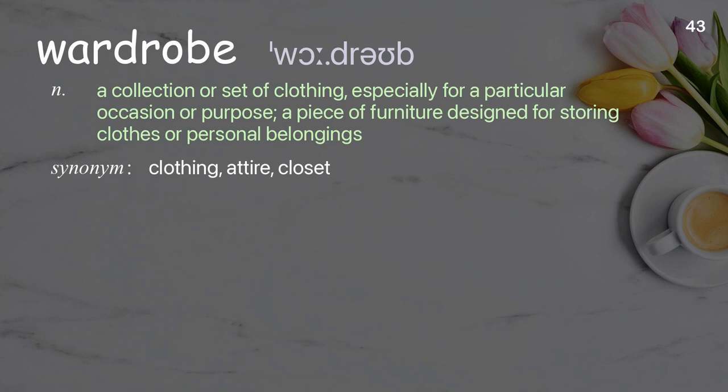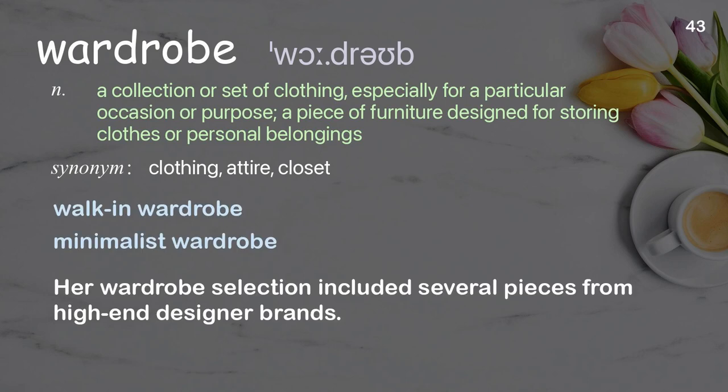Wardrobe. A collection or set of clothing, especially for a particular occasion or purpose, a piece of furniture designed for storing clothes or personal belongings. Examples: walk-in wardrobe, minimalist wardrobe. Her wardrobe selection included several pieces from high-end designer brands.